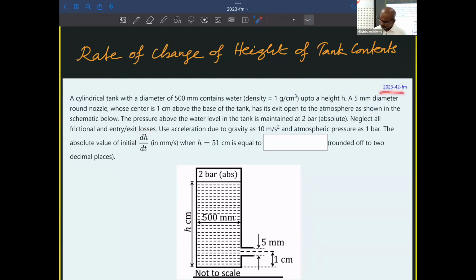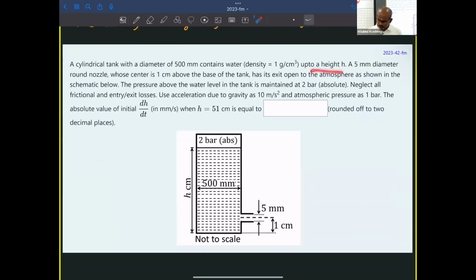This was again asked in 2023 for a 2-mark question. A cylindrical tank with a diameter of 500 mm contains water with 1 gram per cc density up to a height h. Okay, we have a height of h, and a 5 mm diameter round nozzle whose center is 1 centimeter above the base of the tank has its exit open to the atmosphere as shown in the schematic below.